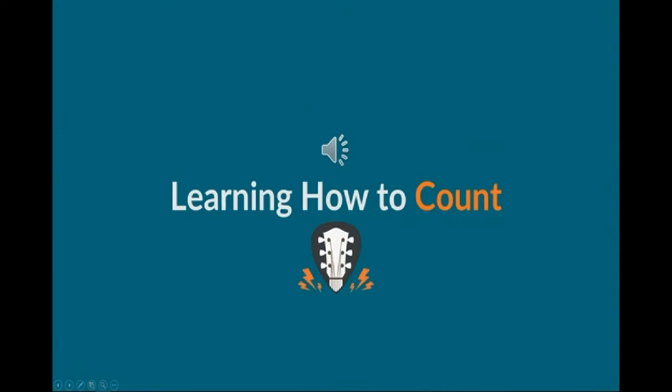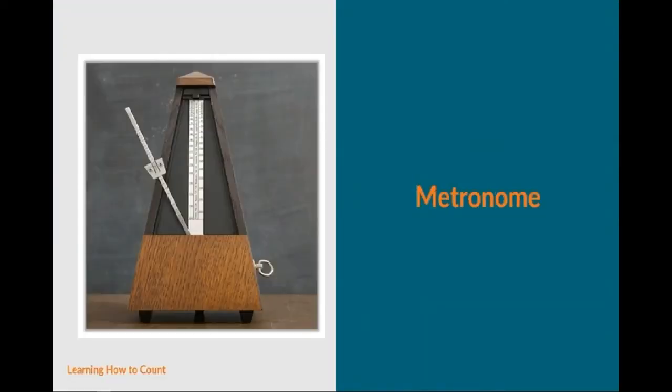So, let's level up and learn how to count, okay? Now, before we get into learning how to count in music, I want to show you this device here. This is a picture of what is called a metronome. Now, this is a very old-fashioned kind of metronome in that it is analog, it doesn't use electricity, and you have to manually set it. And what a metronome does is count the number of beats per minute.